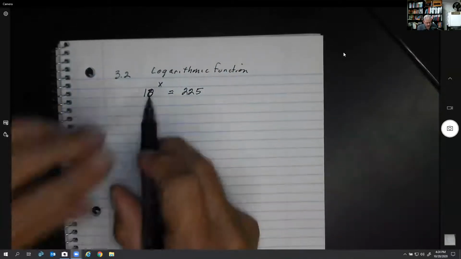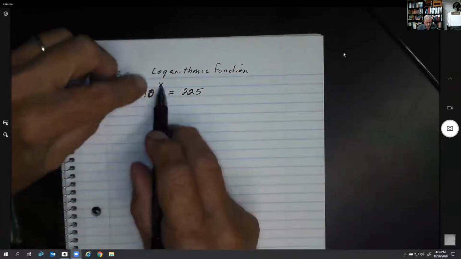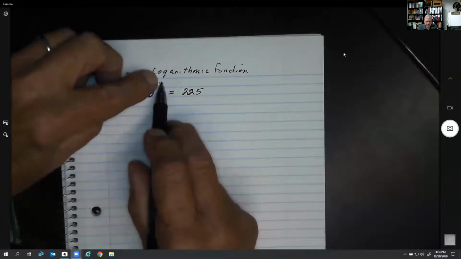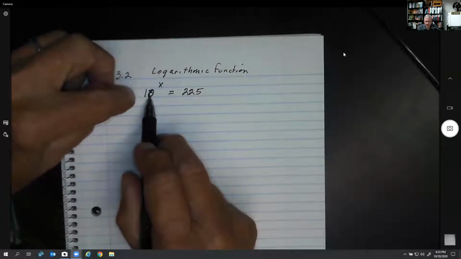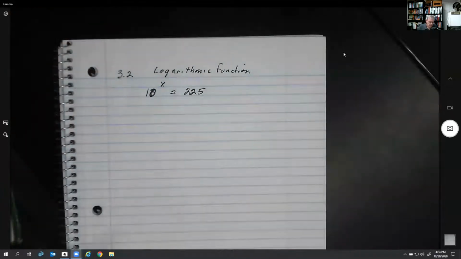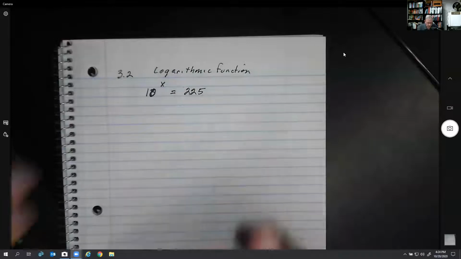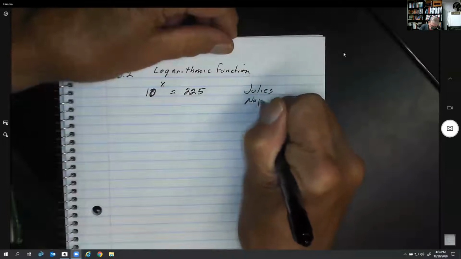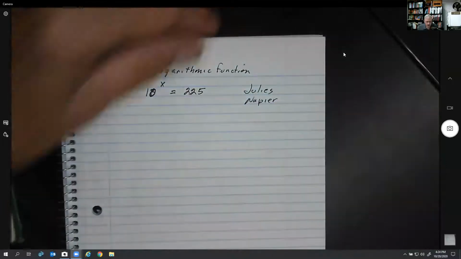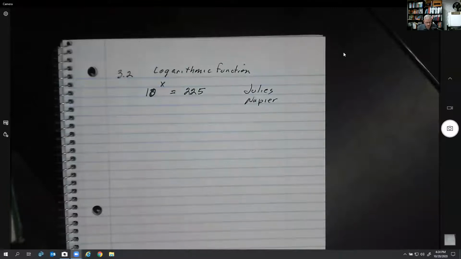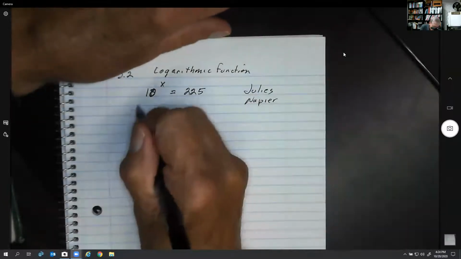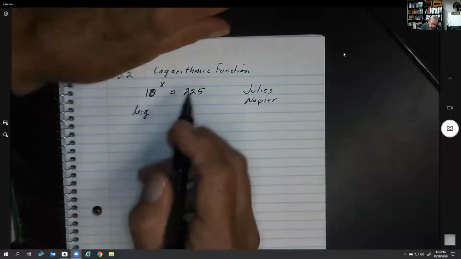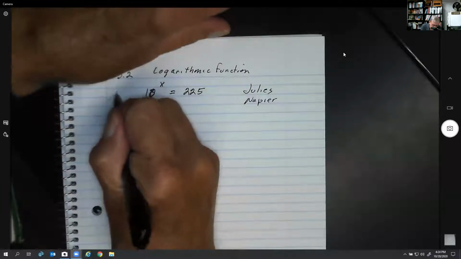Well, we know that's kind of difficult because 10 to the first power is 10, 10 to the second power is 100, but 10 to the third power is going to be 1,000. So what's this going to be? So this is where we use a system that was developed by Joseph Napier, long time ago, 400 years ago maybe, and it's called logarithms. So what we do is we take the log and we drop the 10 down. The 10 becomes our base. This is our base.